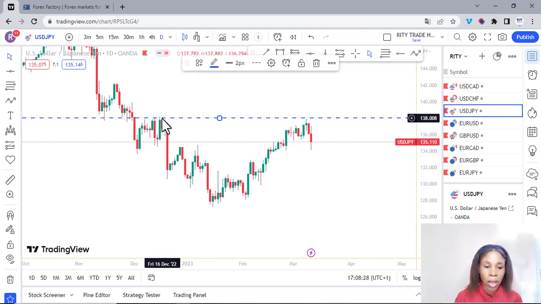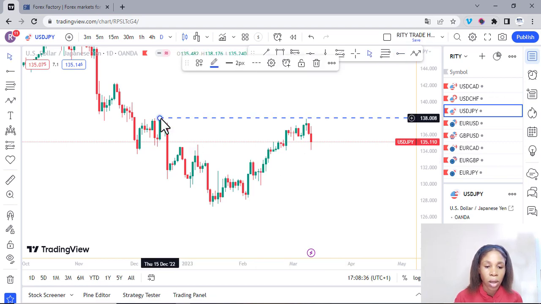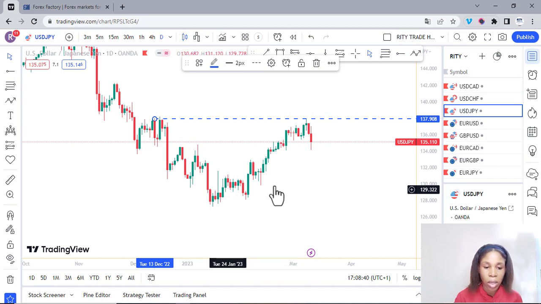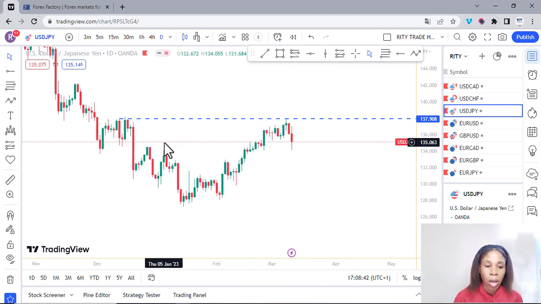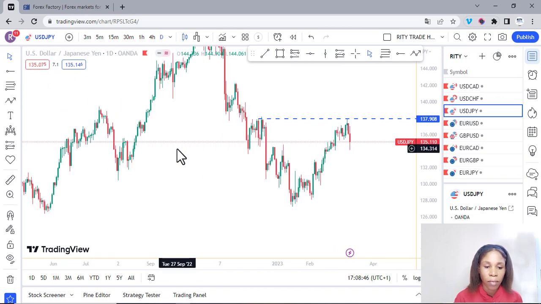Sorry guys. Okay, so there is a level at this point, but we can clearly see. Let me reduce this chart so that I can even have it clear.